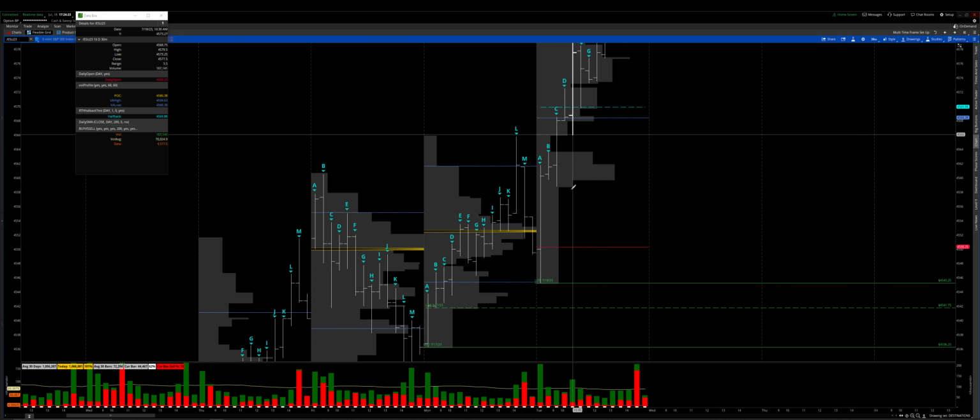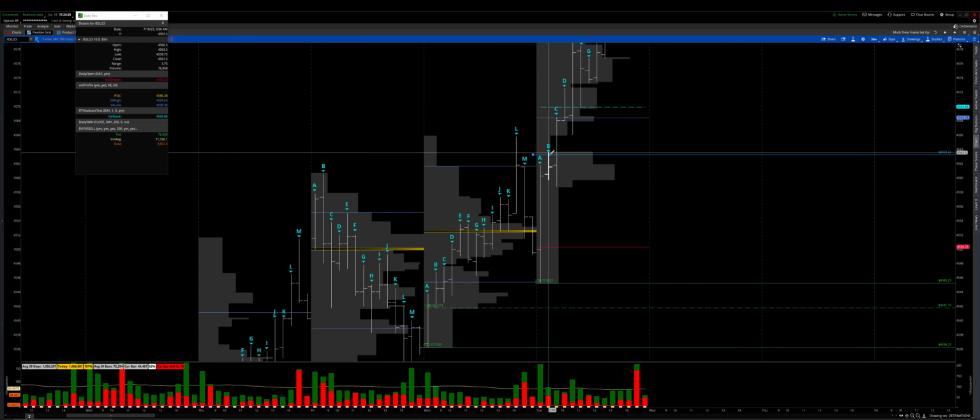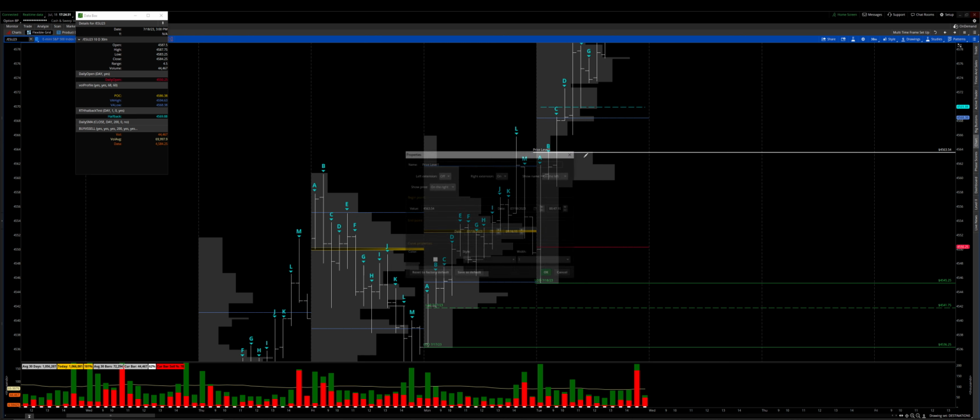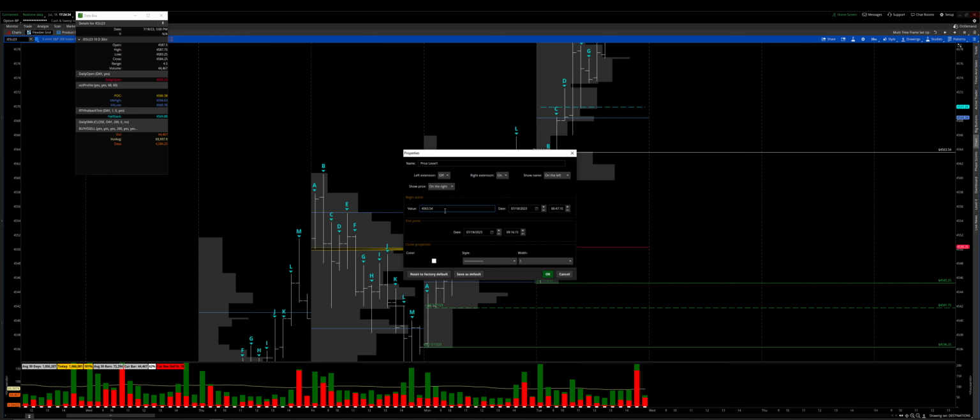Low of day. Now we're going to mark where our single prints are. This is how I like to mark it. I don't like to keep those boxes on my screen. It's just cleaner for me. So this is how I mark them.